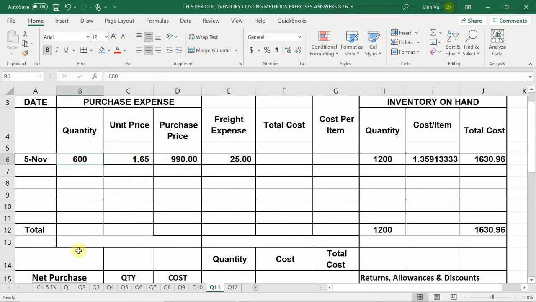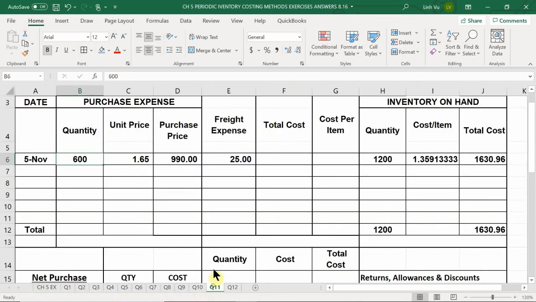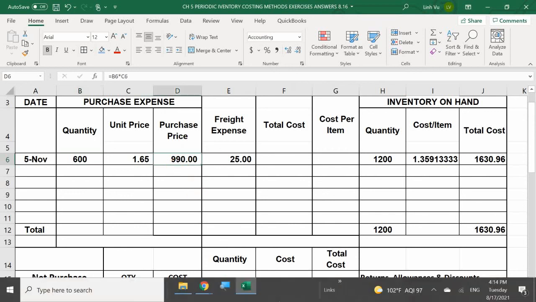Is it 600 or 500? 600 at $1.65. $600 times $1.65 is $990. Good. Plus 25, 1,015. Okay.